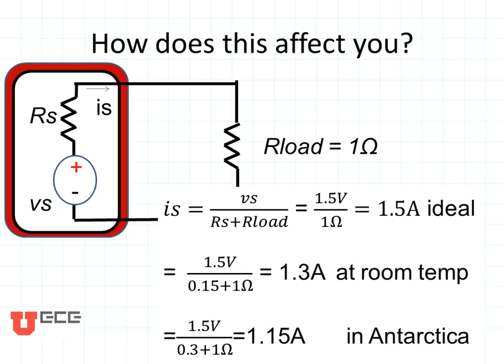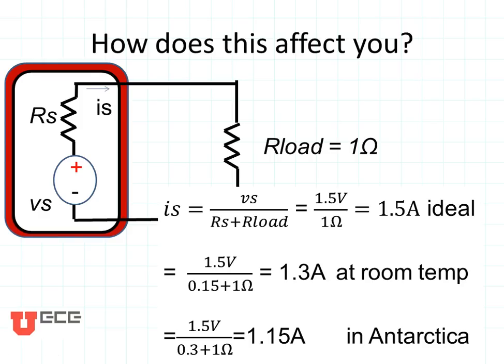Let's see how that affects you. Let's suppose that you just wanted to hook up this battery with its internal resistance to a very small load. I'm going to use a 1 ohm load for this example. I would find the current in the circuit by taking the voltage and dividing by the sum of the two resistors. So in this case, if I had an ideal source, it would be 1.5 volts divided by my 1 ohm load, and so I would have 1.5 amps for the ideal battery.